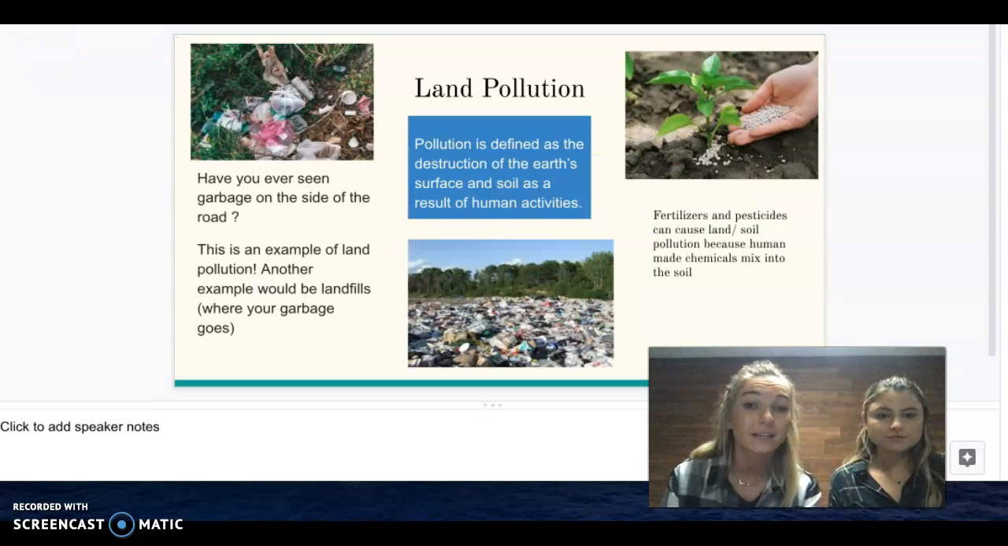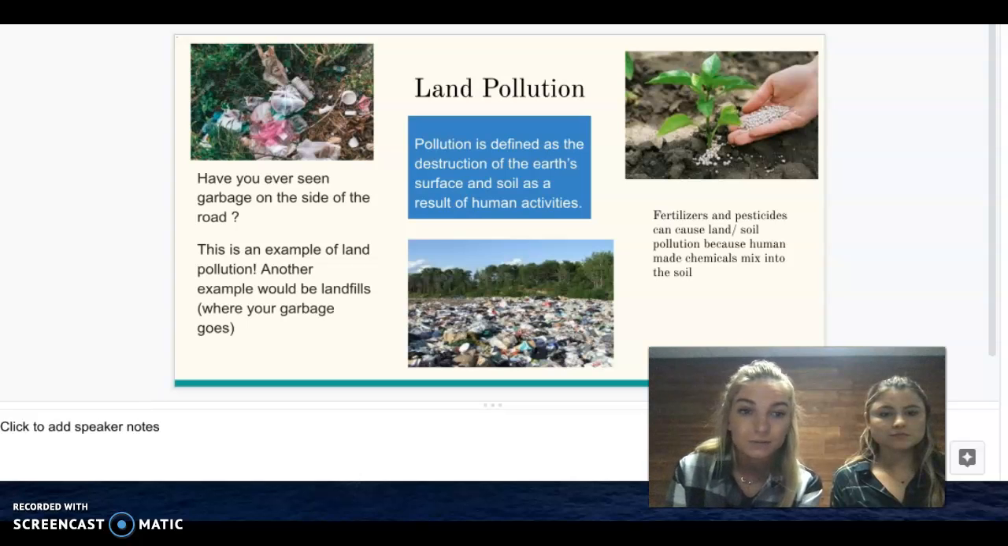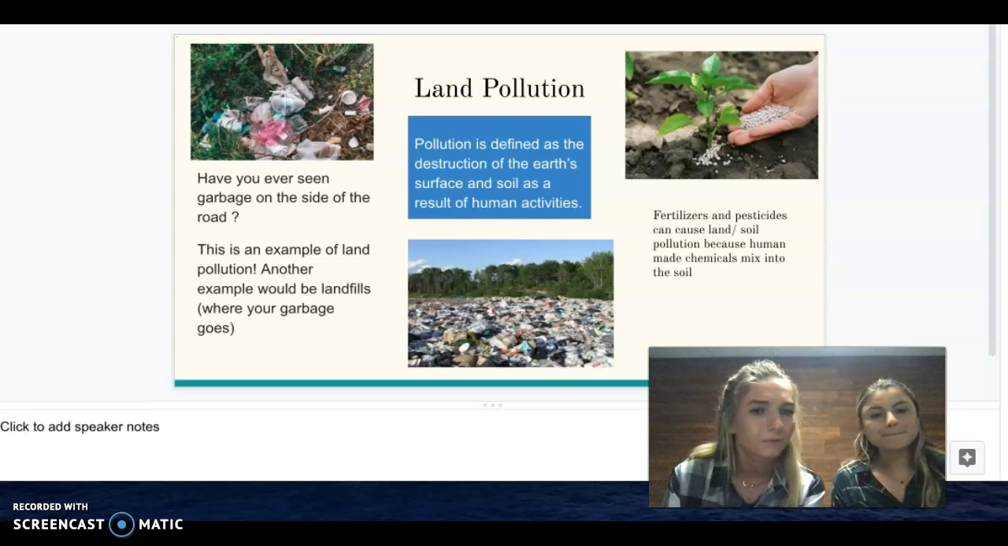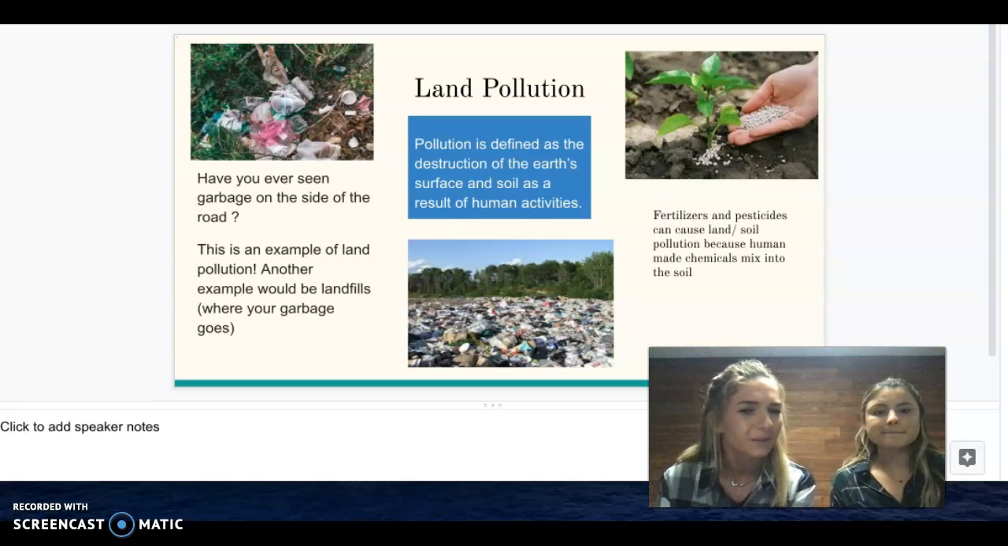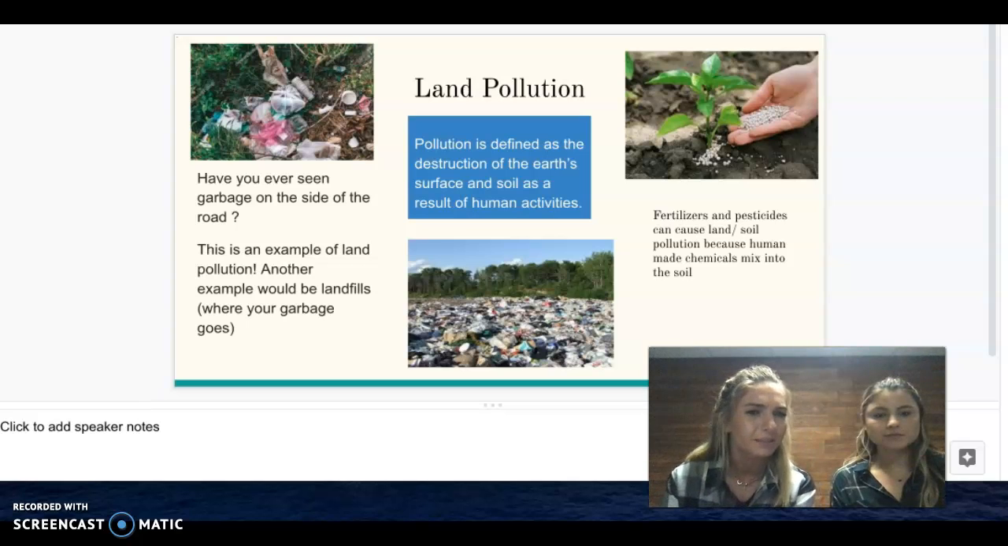Okay, guys, so the last major type of pollution is land pollution. Have you ever seen garbage on the side of the road? This is an example of land pollution. Another example would be landfills, where your garbage goes. Or have you ever heard about fertilizers and pesticides that you might use in your soil when you're planting? Well, that is bad for our soil because they're human-made chemicals that mix into it, and that runoff then ends up in our water.